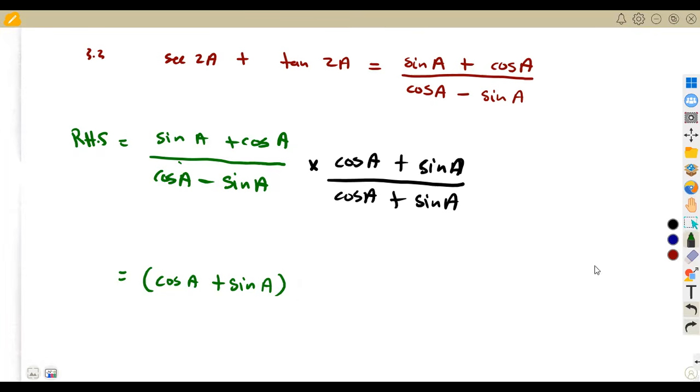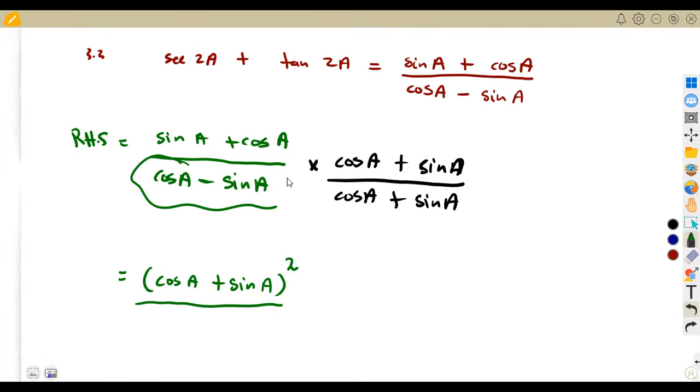But if I'm multiplying cos a plus sine a by cos a plus sine a, it means what? It means I'm just going to raise this to the exponent of 2. Or you just save your two brackets, it's fine. Just save your two brackets, you expand them, it's one and the same thing.